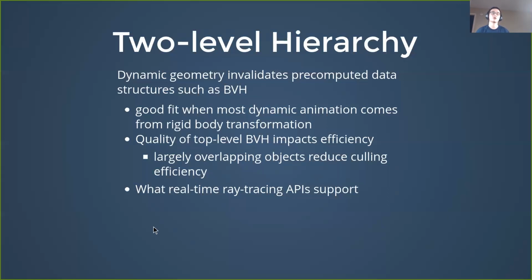ray tracing in Call of Duty, or what game? I can't remember when we discussed that. And in one of the previous weeks, we talked about how this can be an issue. I think it was the Call of Duty talk. Yeah.